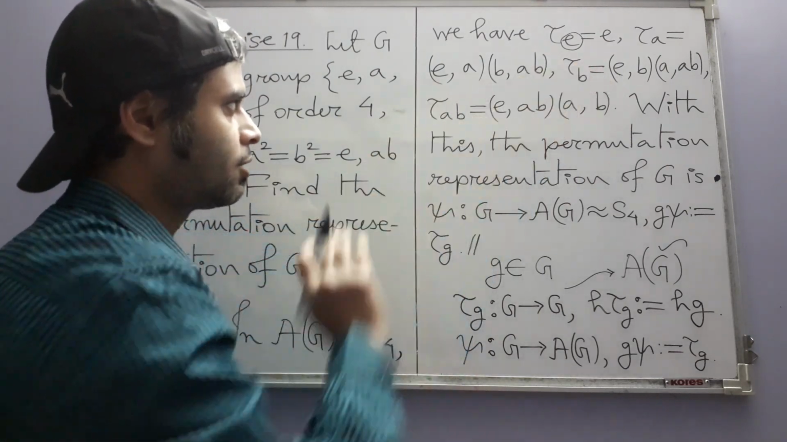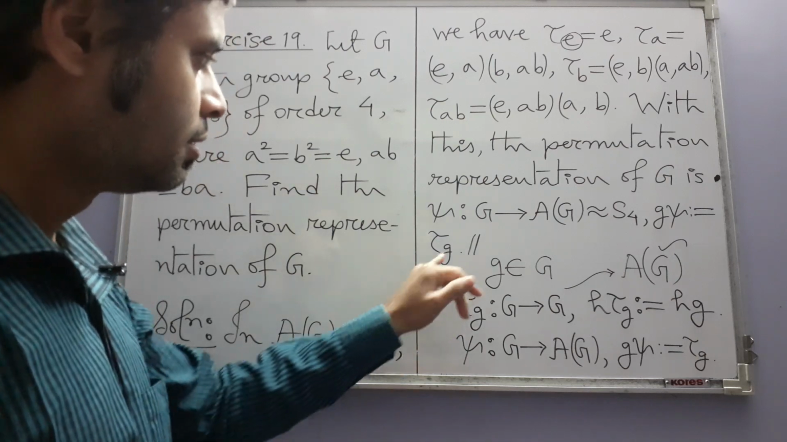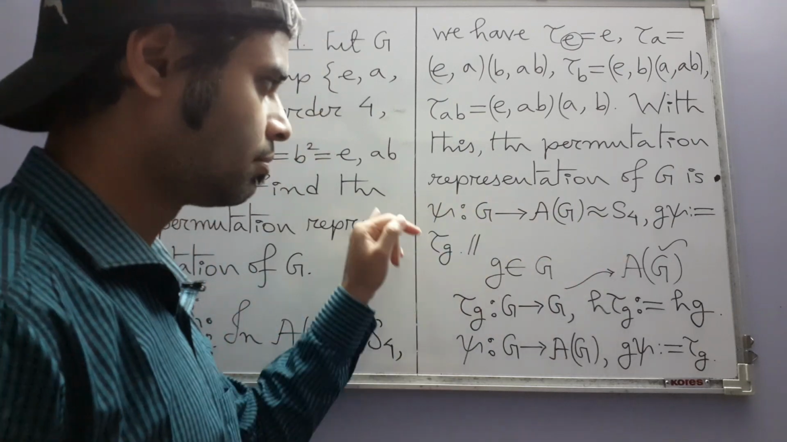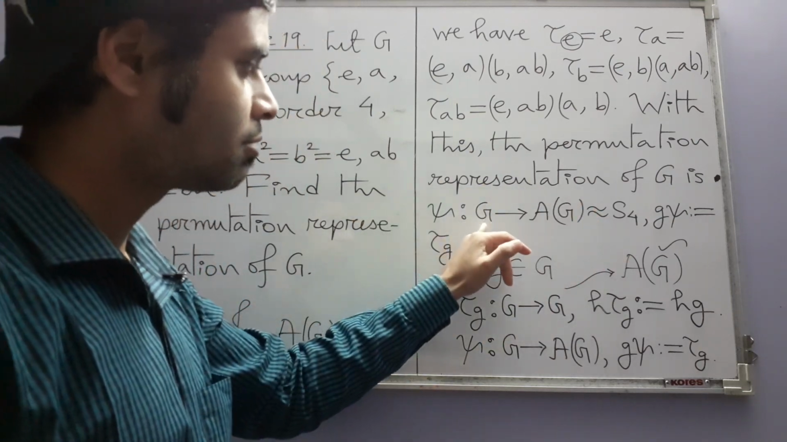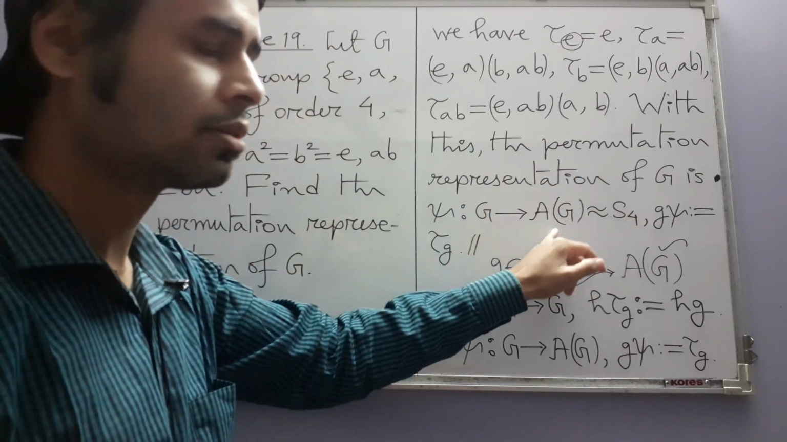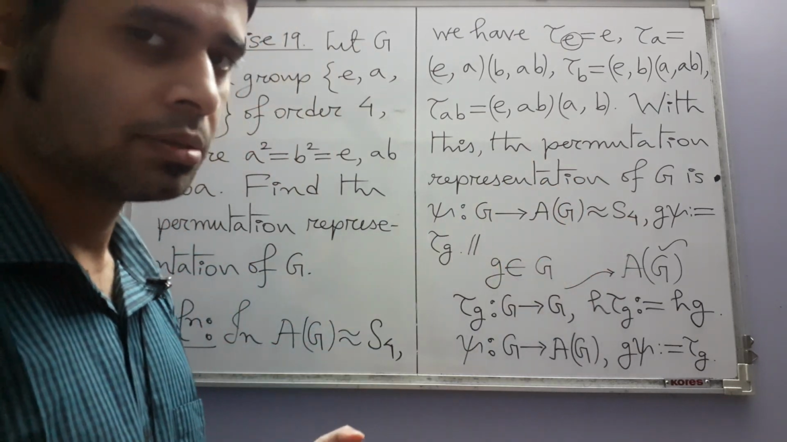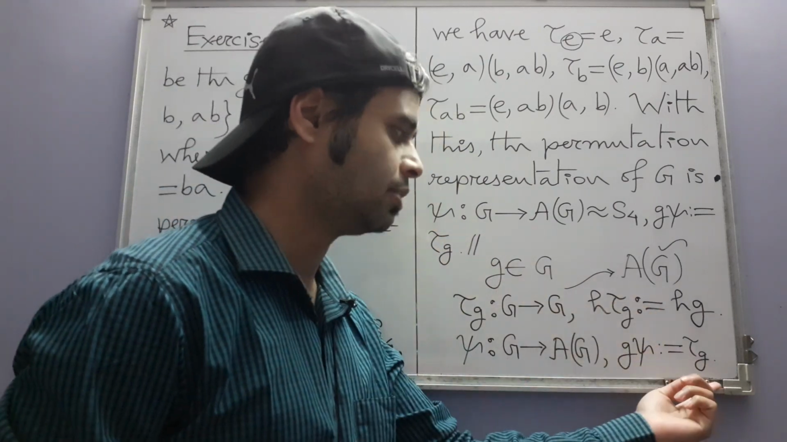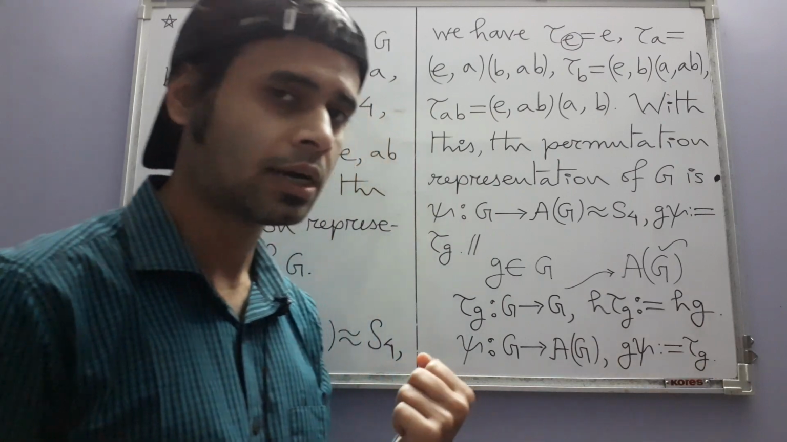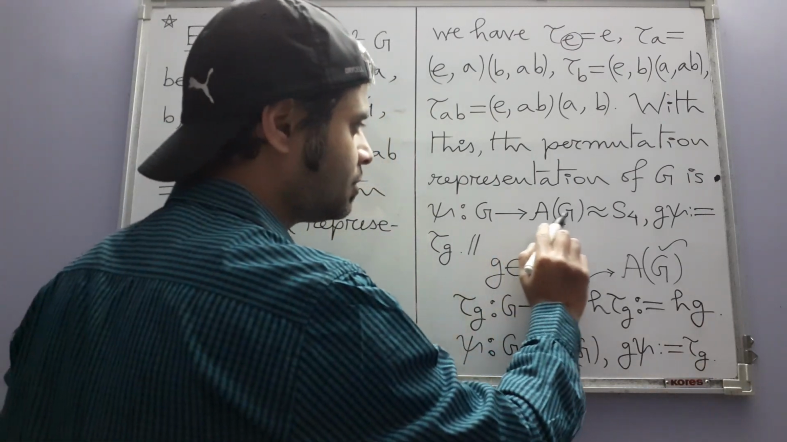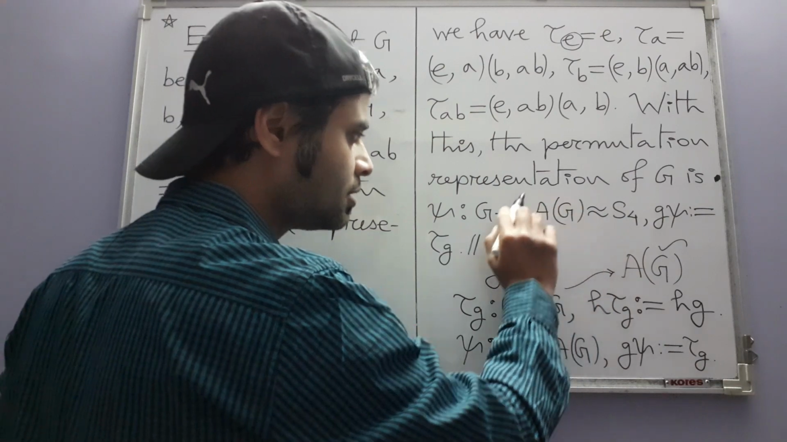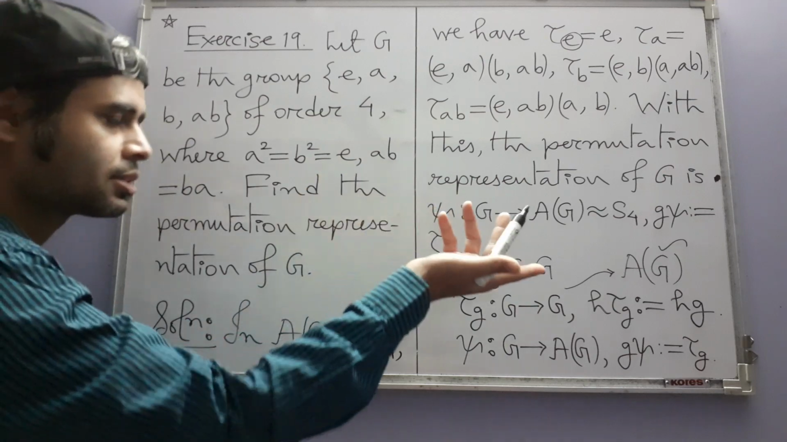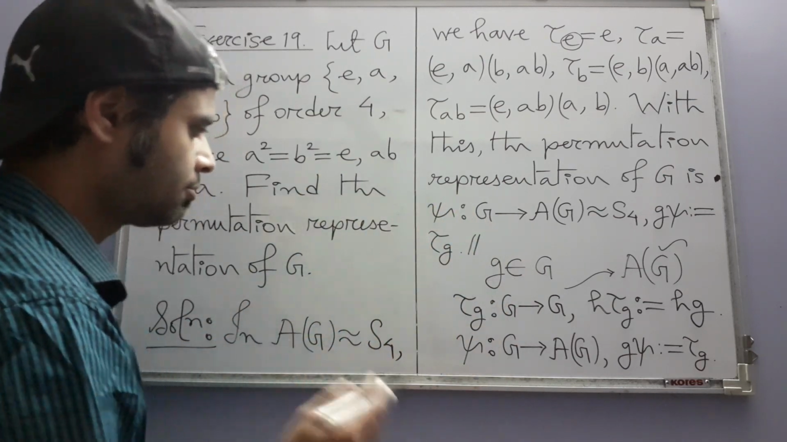And similarly you have tau B and tau AB. And this map, which gives you the actual way of getting the isomorphic copy of G inside this permutation group, is called permutation representation, because it is allowing you to represent every group element as a permutation. Every group element G has a permutation tau G. And A of G is isomorphic to S4 because this is the group of permutations of the symbols in G, because there are 4 symbols, so it's just S4. Okay, so that's how the thing goes.